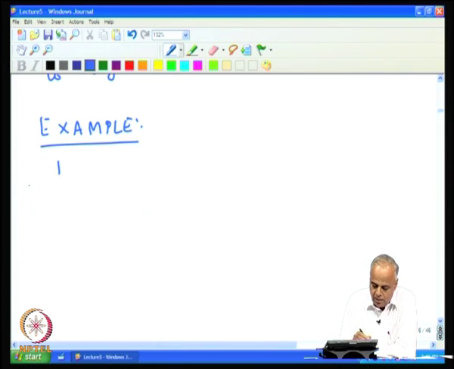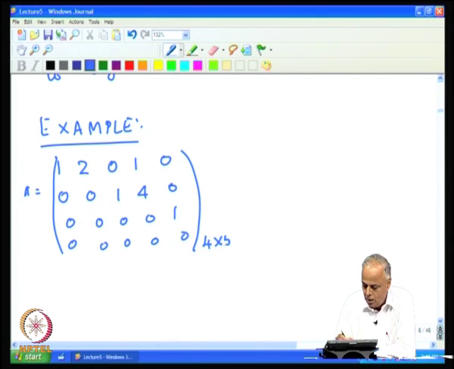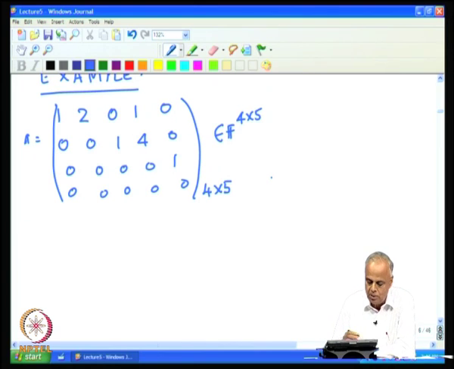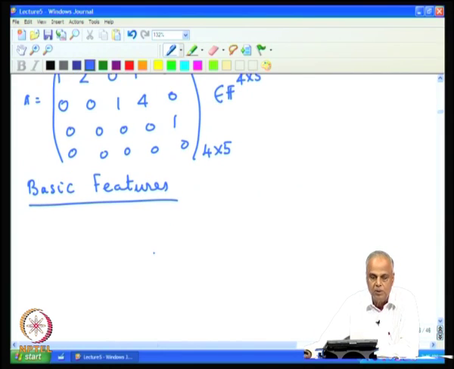Consider the matrix A, with entries ending in 0 0 1 0 0 0 0. This is a matrix with 4 rows and 5 columns, so it is in F 4 by 5. Let us look at some basic features of this matrix. This matrix has been written in such a way that it has some special structure, some special features. Now, we are going to look at some of these special features. What are these special features?